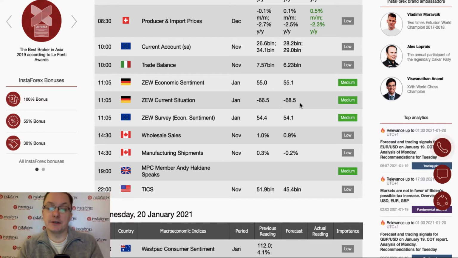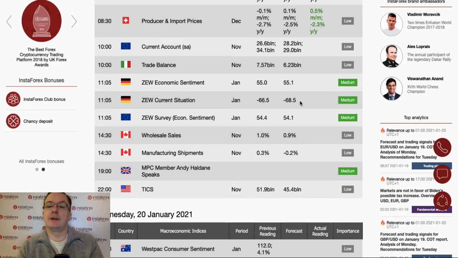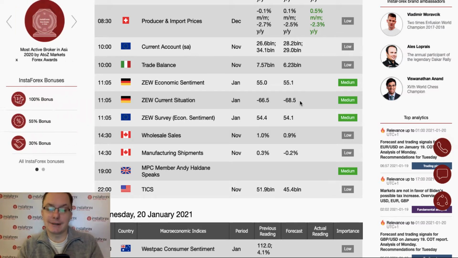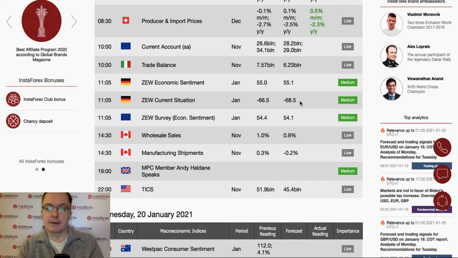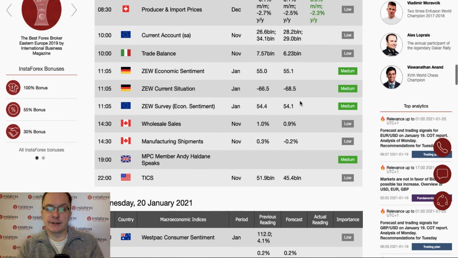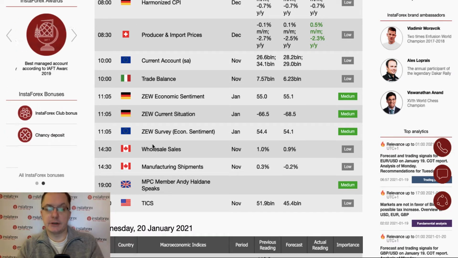And for the current situation, the estimates are a little bit worse than expected because last time it was minus 66.5. Now we are deteriorating slightly towards minus 68.5. So that's something new for Germany. Possibly it has something to do with the coronavirus pandemic in Germany. So this is the London session.